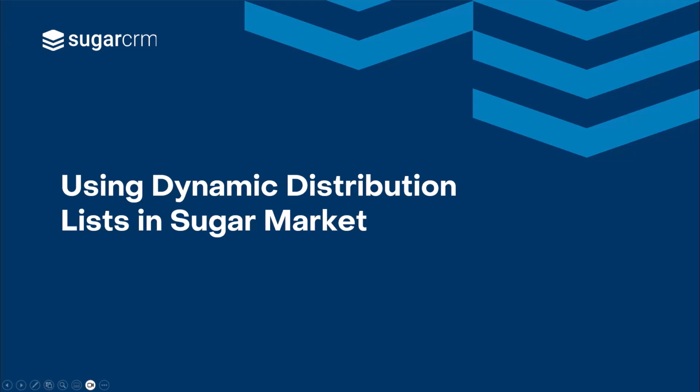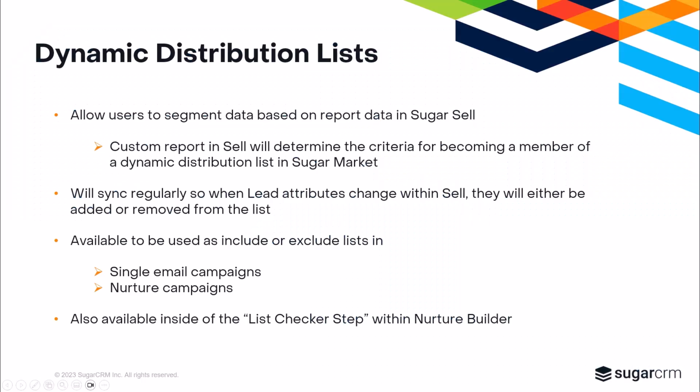In this video, you'll learn how to create and set up a dynamic distribution list in SugarMarket. Dynamic distribution lists will allow customers to be able to segment based on report data in SugarCell. The way this will be achieved is by having a user create a report in Cell that determines the criteria for becoming a member of a dynamic distribution list.